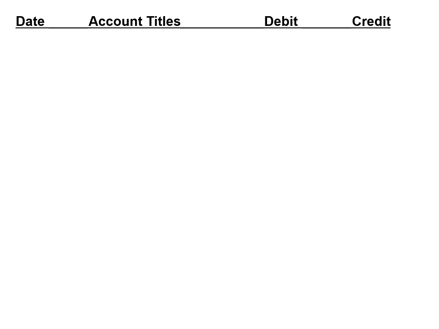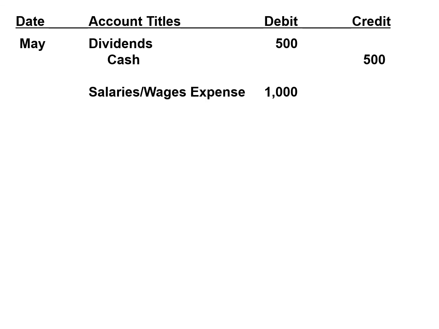In the next transaction, they paid a cash dividend of $500. You're going to debit dividends and credit cash. They paid their employees $1,000. Again, you're going to debit salary and wage expense and credit cash. They paid a utility bill, so we're going to debit utility expense and credit cash.